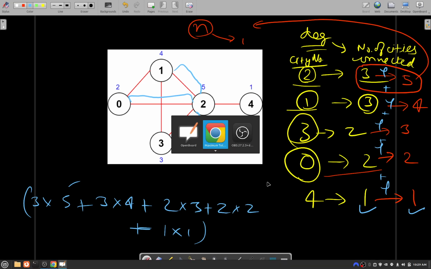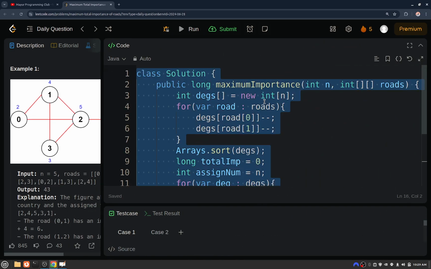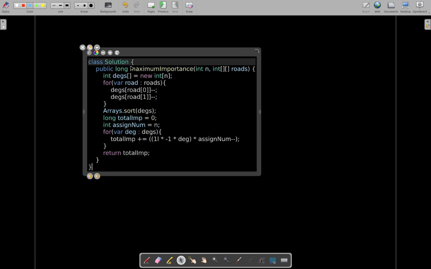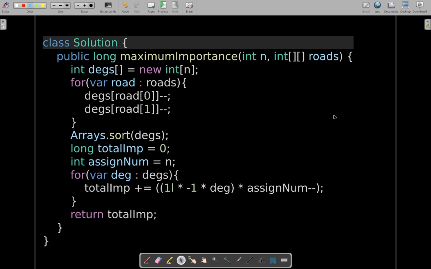So I hope you are able to understand the overall approach. Now let's have a quick look at the implementation code also. Okay, so this is the code. It's a very concise code. So here what we will be doing is, first of all, we will be having a degree array. It will be representing the number of cities a city is connected to.